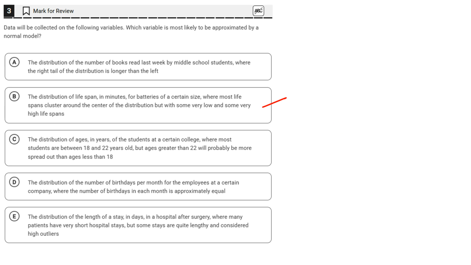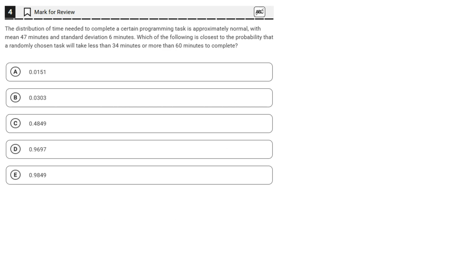All right. So question 4. The distribution of time needed to complete a certain program test is approximately normal, with mean 47 minutes. So we're talking about means and not proportions. The standard deviation is 6 minutes. Which of the following is closest to the probability that a randomly chosen test will take less than 34 minutes or more than 60 minutes?